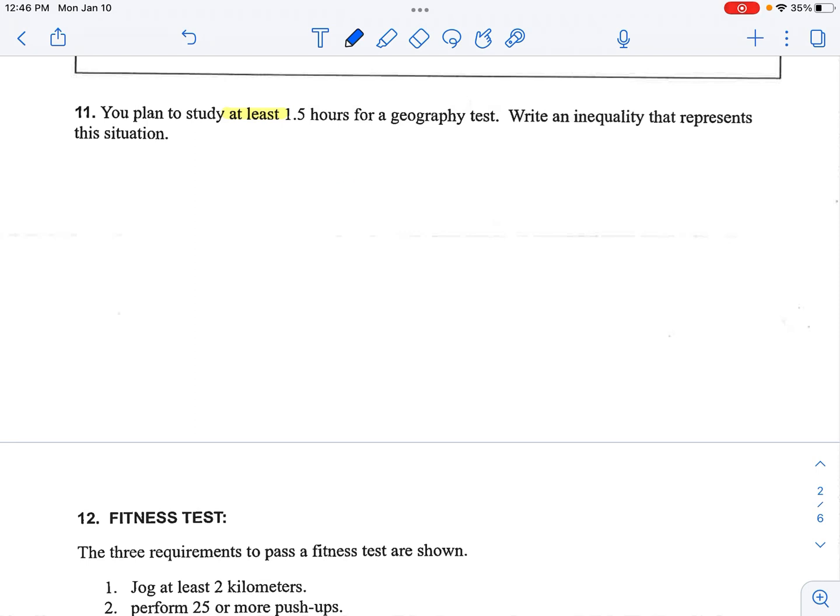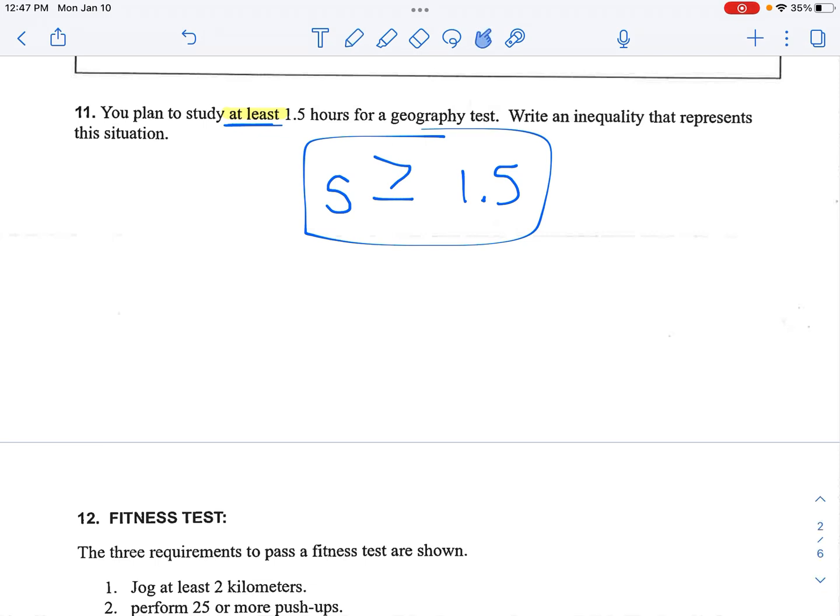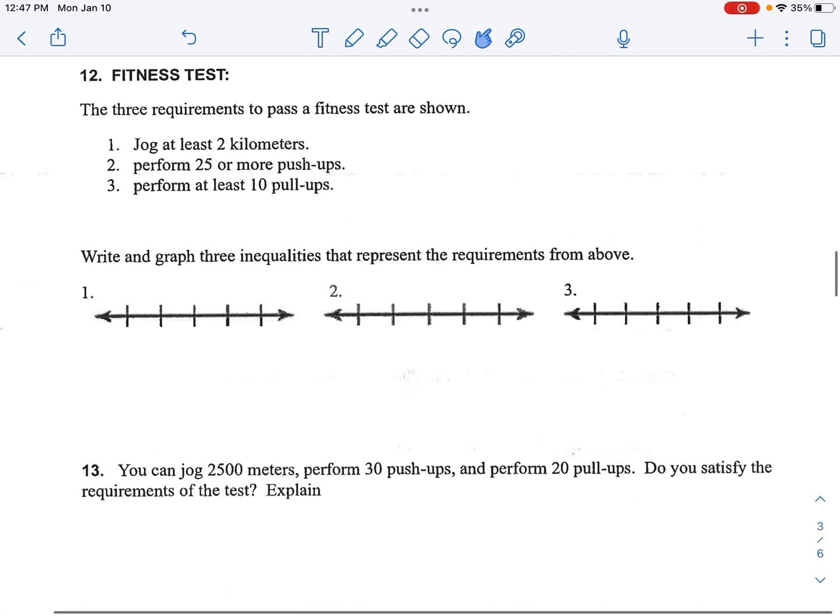So since we're talking about studying, I'm going to use an S for study. I know the number is going to go over here. Now I have to decide what inequality means at least. Well, could I study less than that? Nope. Could I study more than that if it says at least? Yes. Could I study exactly 1.5 hours? Yes. So at least always indicates that your sign is going to be greater than or equal to. And that's all you have to do for number 11.